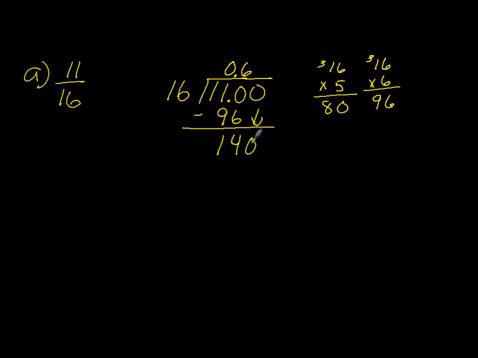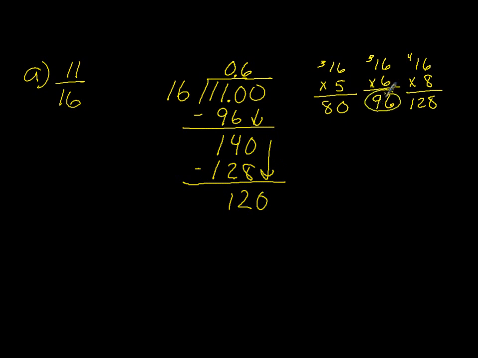Bring that down. Okay, so I have some work done here. I know it's more than 16 going into 140, more than 6 times. Let's try 8 times. Sounds about right. 128. That's as close as I'm going to get. Subtract there. I get 12. Bring down my 0. 120. Well, I see 6 times is 96. So I'm going to figure it must be 7 times.